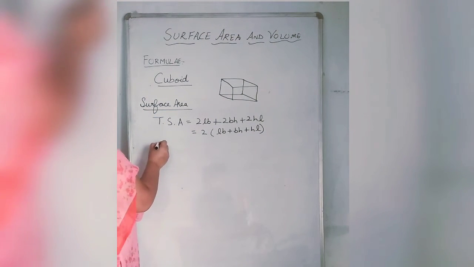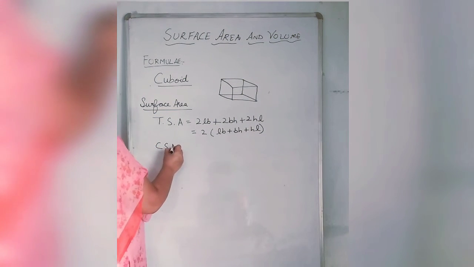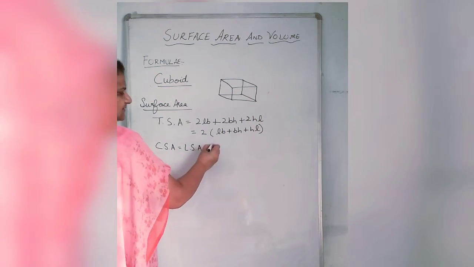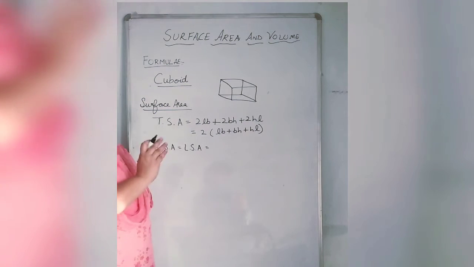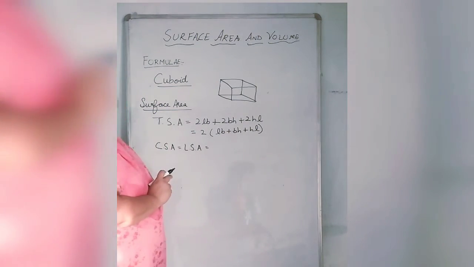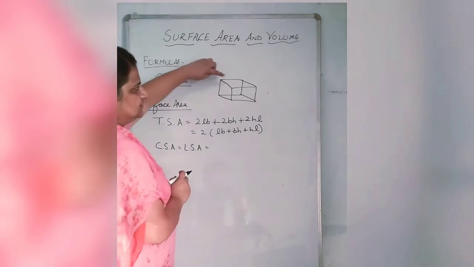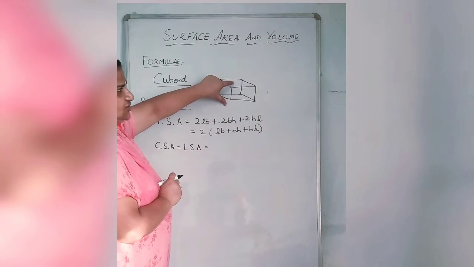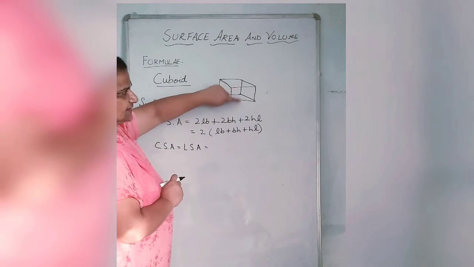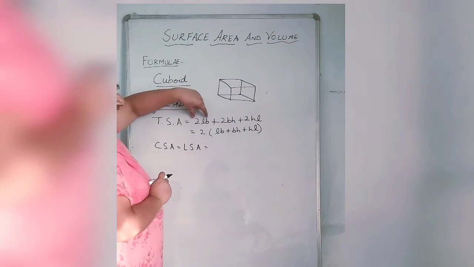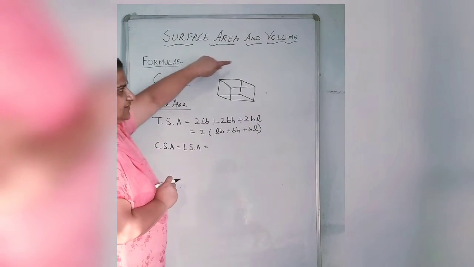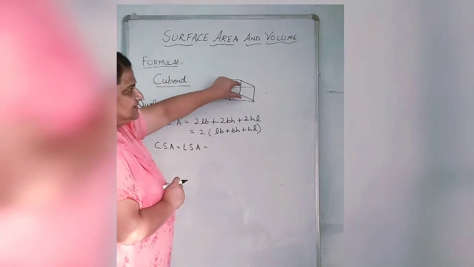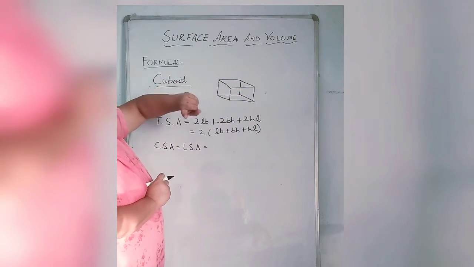Now I can talk of the curved surface area, that is the lateral surface area. Lateral surface area is the area of 4 walls. That means I need not include the rectangles which are at the top and at the bottom. That means I should subtract the areas of these 2 rectangles, that is twice of LB. This should be subtracted from the total surface area of cuboid. In that case, I will be getting the area of 4 walls.